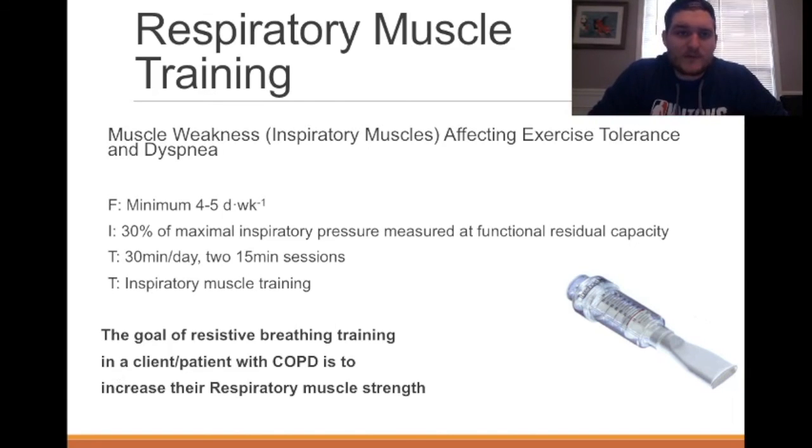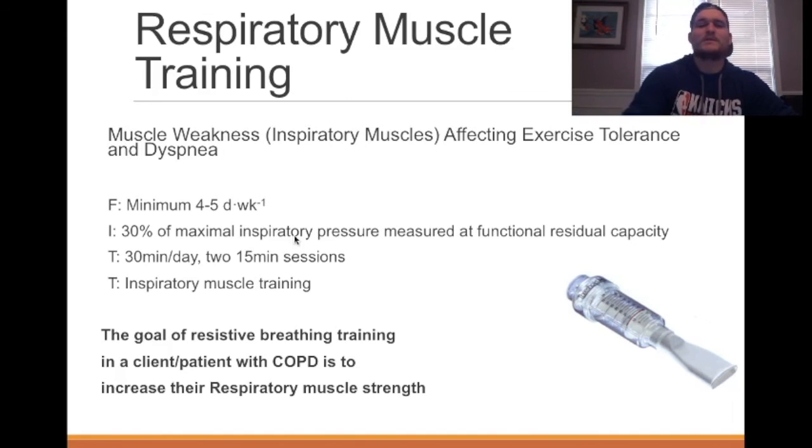So we also have another separate training therapy, and this is called respiratory muscle training. And so here you see a device which makes it harder for individuals to breathe out. And so it's called resistive breathing training. And so you may ask yourself, well, why would you want to, in those with COPD, include a therapy that makes it harder for them to breathe?